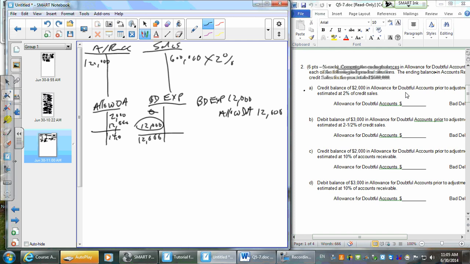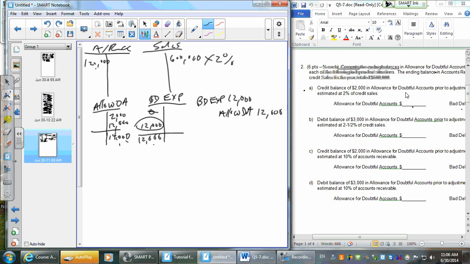14,000. What's my net realizable receivable at the end of the year? 120 less 14 is 106, right guys? You could answer that question too, couldn't you? So what did this ask for? It asked for the balance, didn't it? What's the balance in the allowance? 14, that's that answer. What's the balance in bad debt expense? 12,000, that's that answer, big deal.